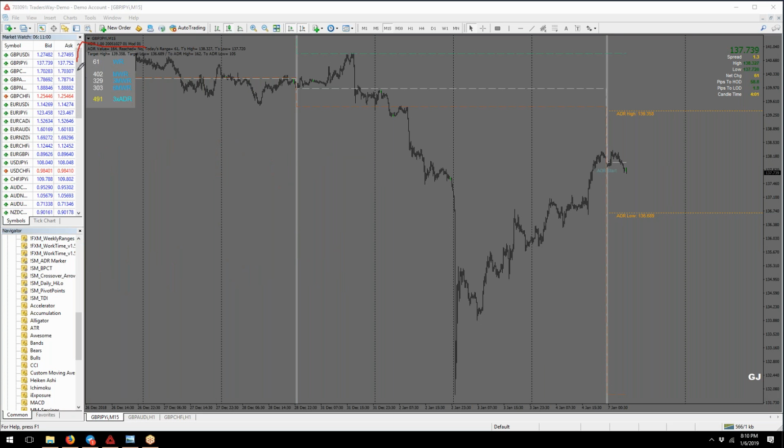I already have my ADR here, the average daily range. You need to know how many points that pair moves per day, because don't expect to get 200-300 points if the pair only moves 80 to 90 points per day. So right now, I'm looking at the pound yen. Currently it has moved from when the market opened to where it's at right now 61 points. Basically, it opened here, and it has only moved 61 points.